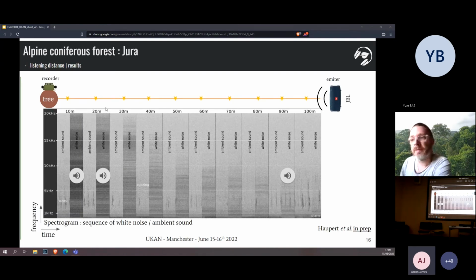So the results are presented on this graph, on this slide. On the graph here, you can see the spectrogram of the entire experiment, which is a sequence of ambient noise. We just listen to the sound of the forest, followed by a white noise signal that is propagated, and so on.